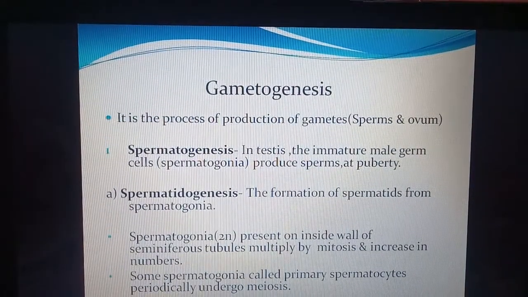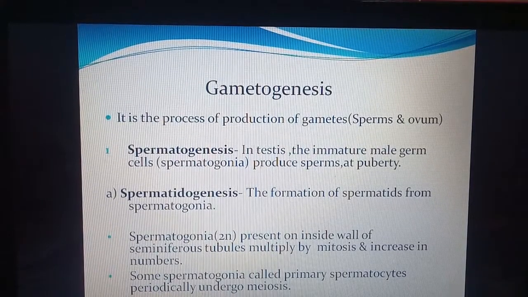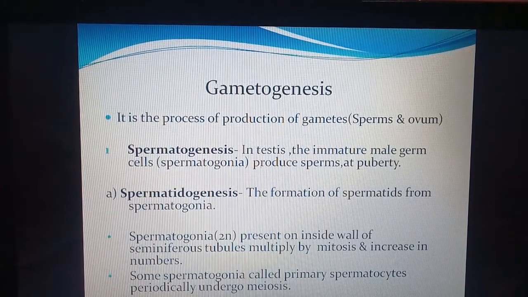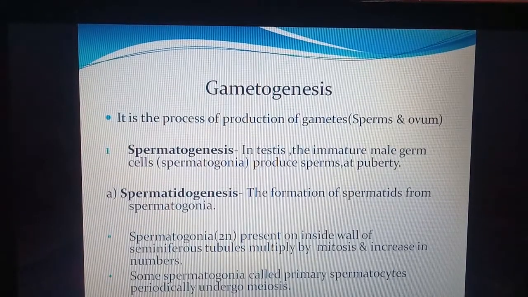Now, what is gametogenesis? It is the process of production of gametes: sperms in male and ovum in female. So, spermatogenesis takes place in the testis, and the immature male germ cells called spermatogonia produce sperms. The male germ cell will produce sperms at the puberty stage. So this process starts at puberty, which is 12 to 13 years in boys.